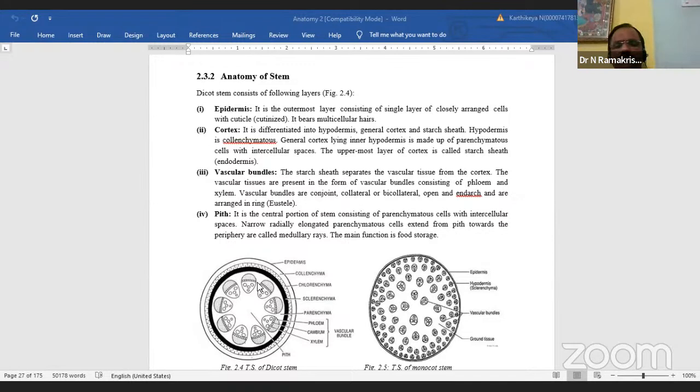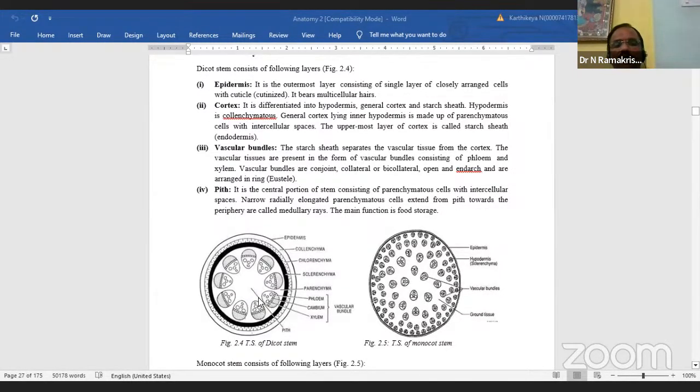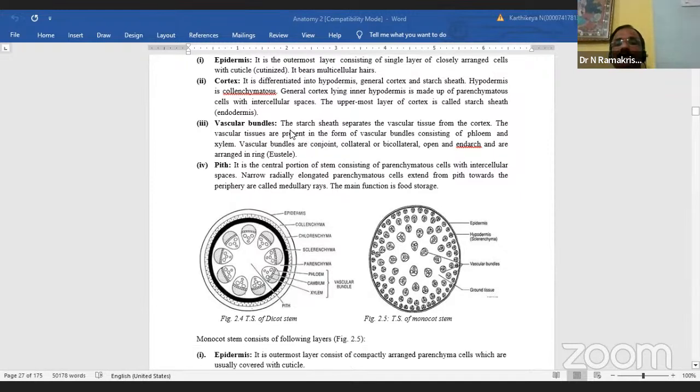But here now you see this one. When we look at the vascular system, see this center part, these are all the vascular systems. One circle, a ring-like structure is there, with annual rings. The starch sheath separates the vascular tissues from the cortex. The vascular tissues are present in the vascular bundles, not just one. Bundles consist of the phloem and xylem.